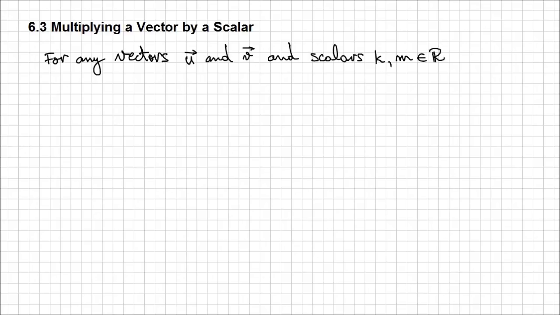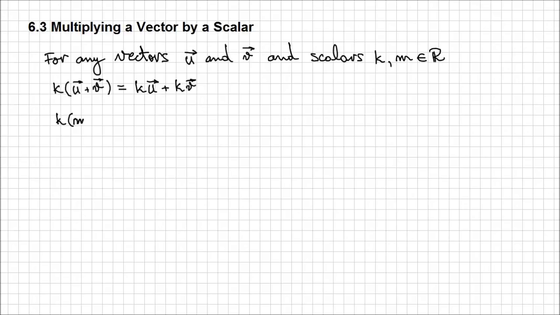Then if we have the expression k times (u plus v), the sum of those two vectors, then we can expand this as k times u plus k times v. So that scalar is going to multiply each individual vector from that sum. And this is the distributive property.